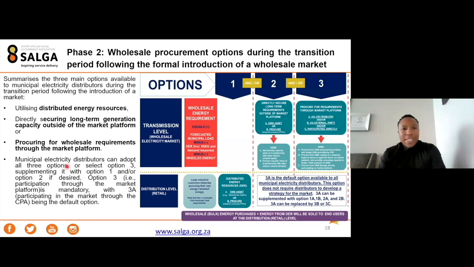So the municipalities here can use their distributed energy resources, and that's why there's a need to aggregate the embedded generation that is currently in the system. Because you have to be able to control that to play in the market space, and also directly secure long-term generation capacity outside the market platform, and also procure wholesale requirements through the market reform. So you still have those three options also during phase two of the transition.